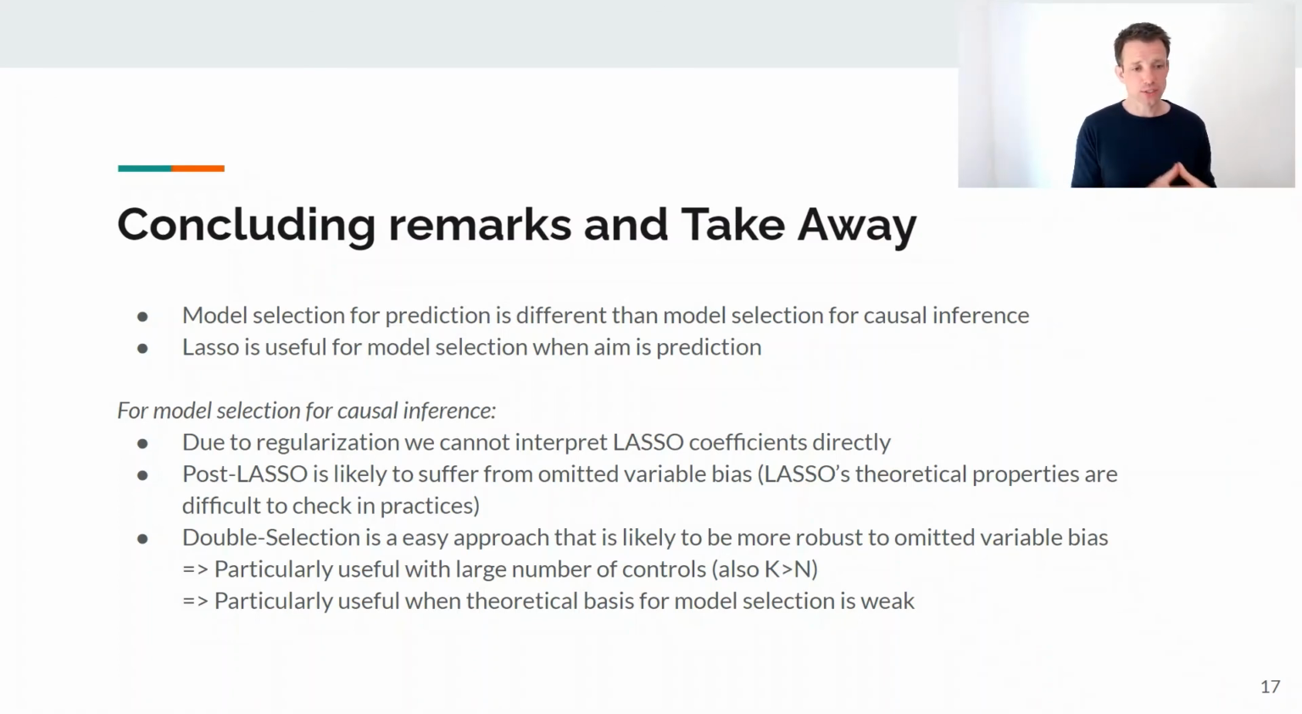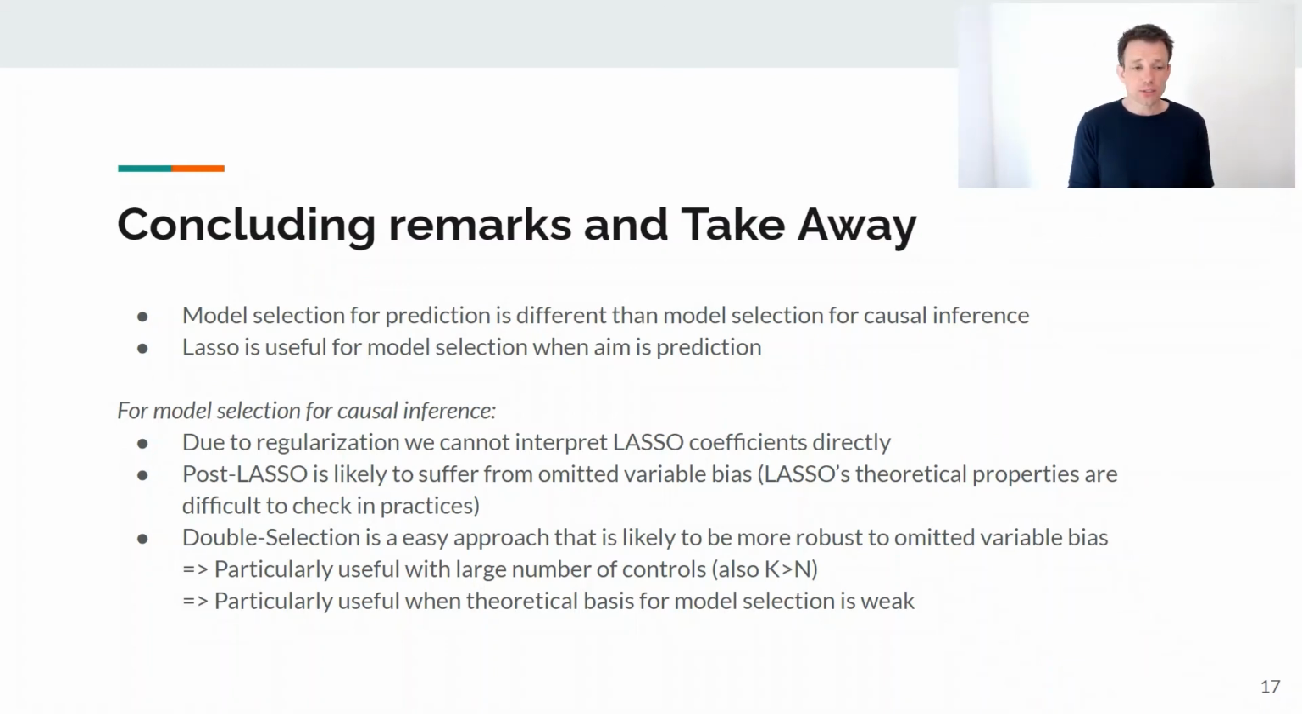And we have also discussed an approach called double selection, that is also technically easy to implement and is likely to be more robust to model selection errors. It is an approach that is particularly useful if you have a large number of controls or variables. It can even be applied in situations where you have more variables than observations, so a negative degree of freedom, so to say.